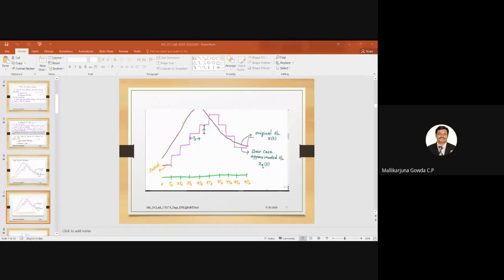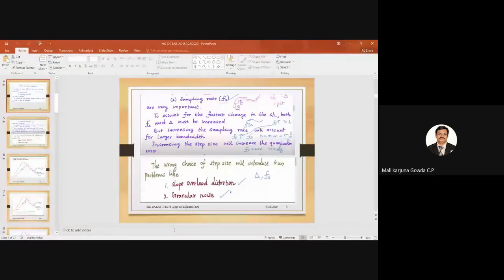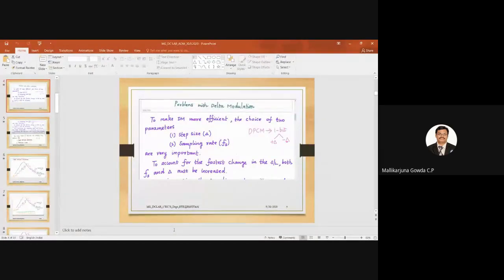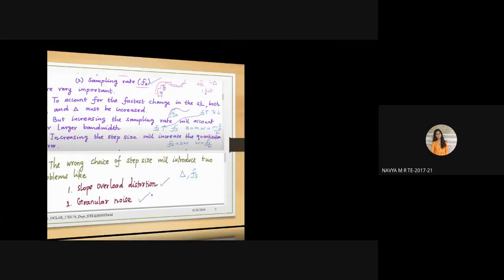Are we changing the delta value? Yeah, I said both delta and the sampling frequency need to be increased. If you go to the previous slide, here it is written, step size and sampling rate, right? So I said, to account for the fastest change in the input signal, both the sampling frequency as well as delta must be increased, right? Yes, Navya. Yes, sir. Both.